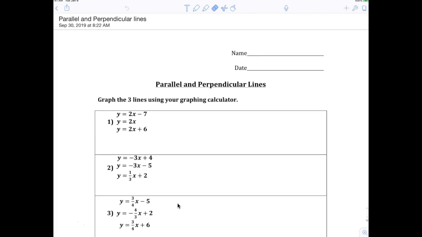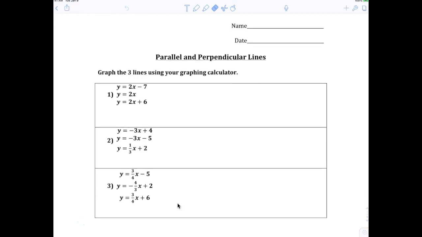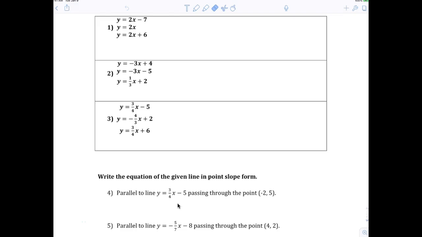All right. So now what we're going to do is we're going to go to number 2, and I want everybody to type those into your calculator real quick. Let's go practice typing in.